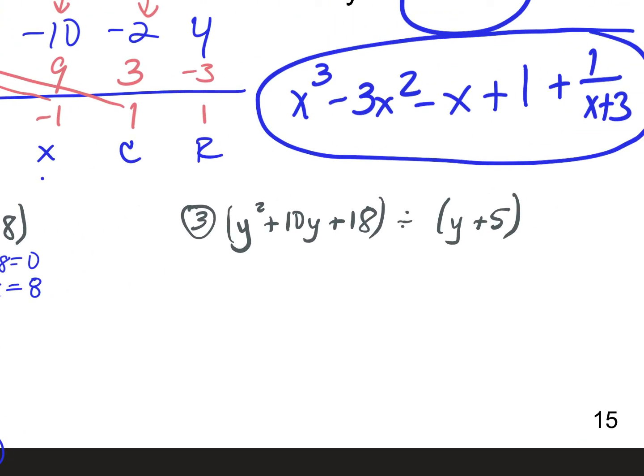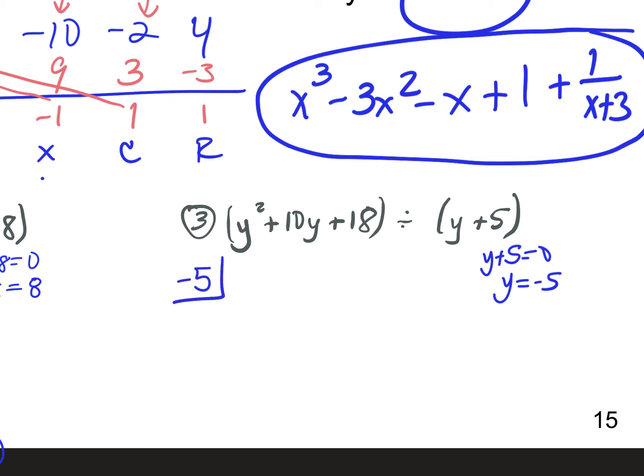All right, how do I do this? Tell me. What do I set equal to 0? The y plus 5. Okay, if you use x's, that's okay. So I have y equals negative 5. So over here, I'm going to say y equals negative 5.